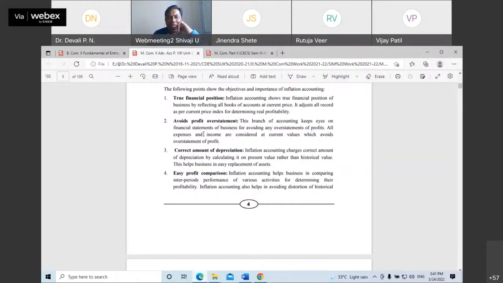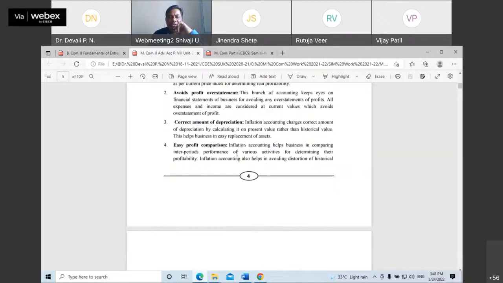Sometimes we take into consideration the past values, but when you take into consideration the current prices after inflation into our financial statement, then the statement will not be overstated. And that's why we avoid profit overstatement in respect of this.